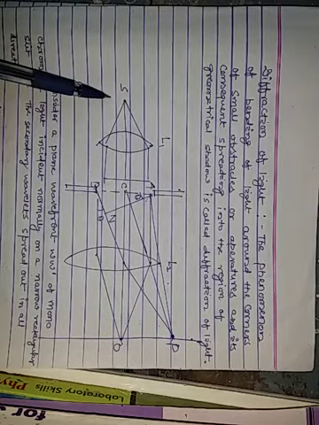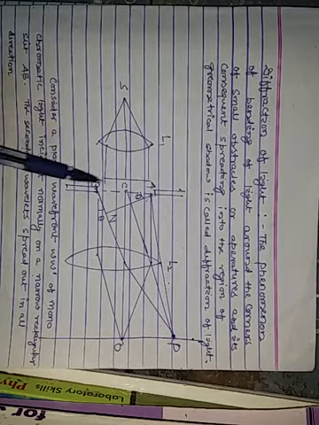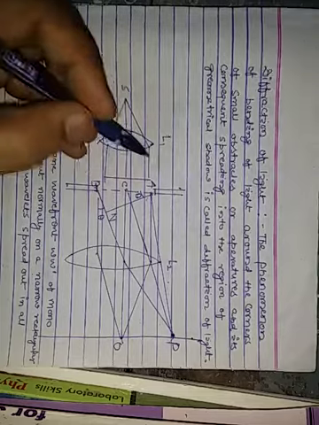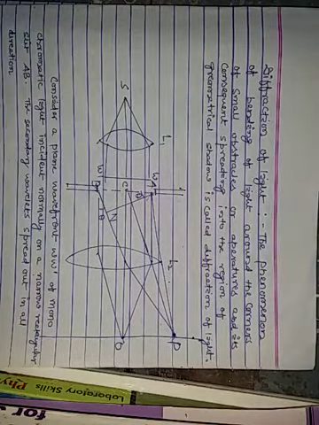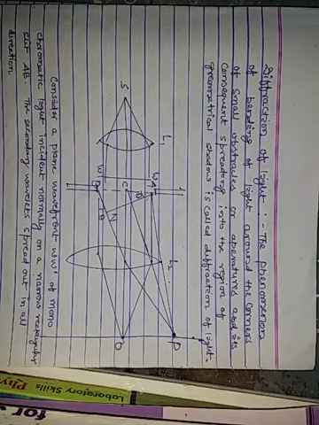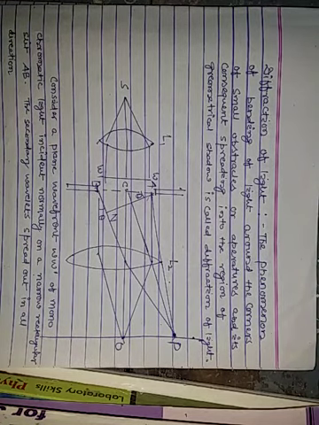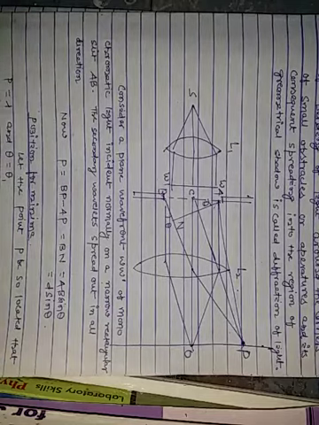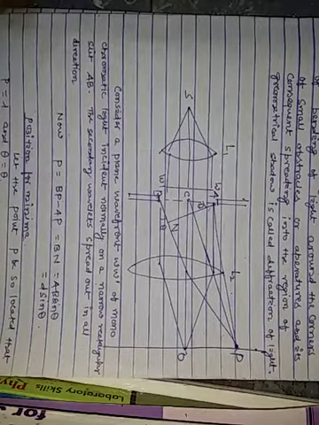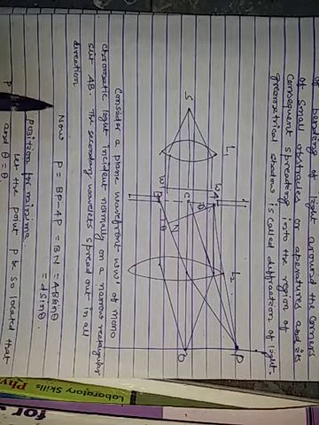Now consider a plane wave front. W dash is the wave front of monochromatic light normally incident on a narrow rectangular slit. The secondary wavelets spread out in all directions.